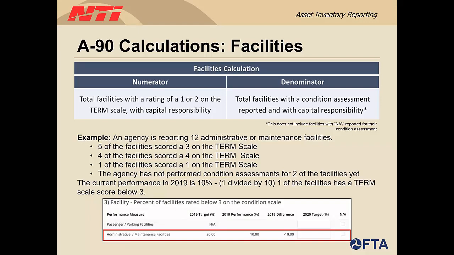We're getting that 10% calculation by taking the total admin maintenance facilities with a condition assessment below 3, which is 1. We have 1 facility scoring a 1. And then we're going to divide that by the total number of admin maintenance facilities with a reported condition assessment score, which is 10, since we have 2 of them that have not been assessed yet. We wouldn't include those in the calculation. This leaves us with 1 divided by 10, and then turned into a percentage is 10%.